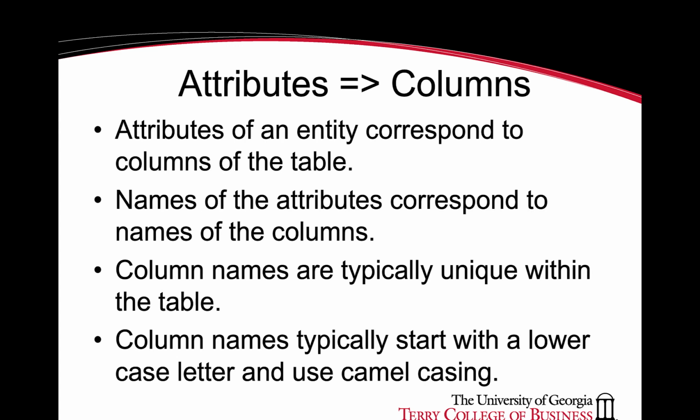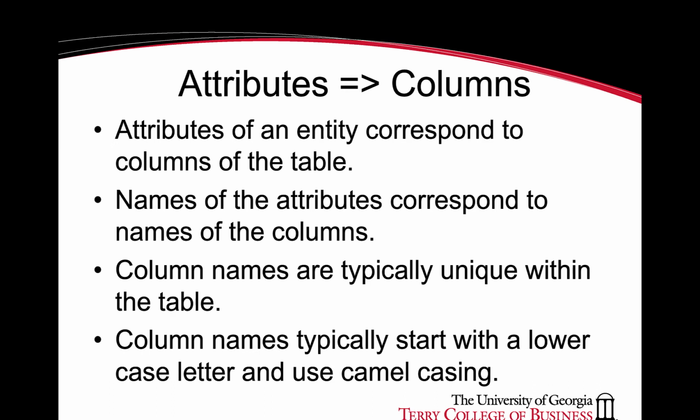When we take attributes and convert or instantiate them, attributes of an entity correspond to the specific columns that exist within a table. The names of the attributes correspond to the names of the columns. And these column names are unique, in fact, have to be unique within a table. Typically, according to convention, column names start with a lowercase letter and use camel casing.